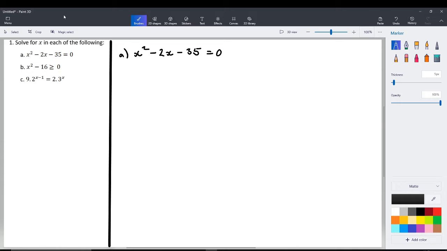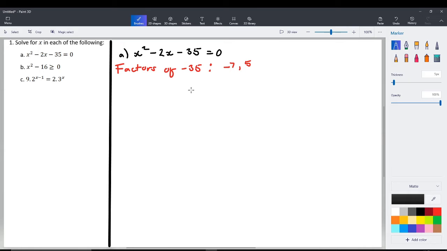0. To solve this, we need to factorize this quadratic function by finding the factors of minus 35, which when added will give you minus 2. And those factors are minus 7 and 5. Minus 7 times 5 is minus 35. Minus 7 plus 5 is minus 2. So those will work perfectly.